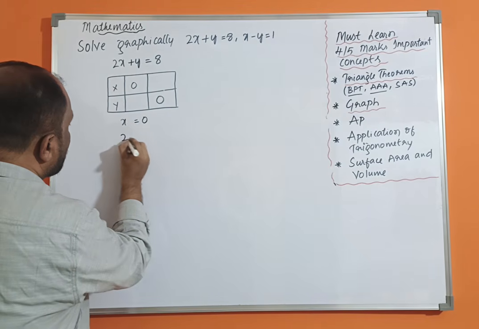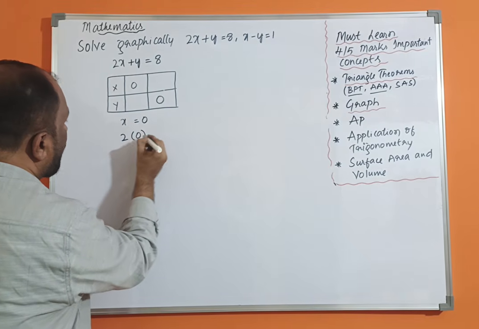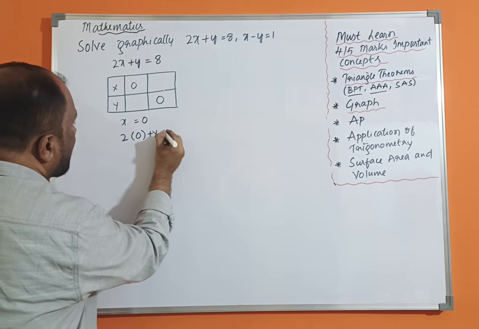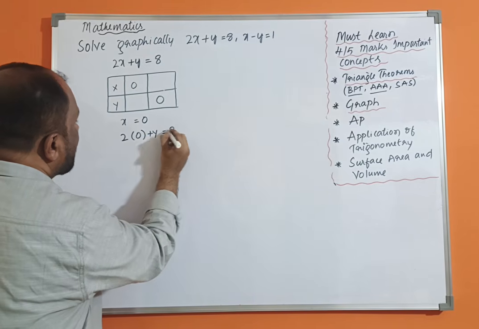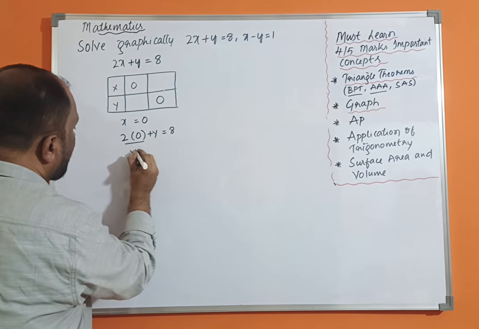Then what is the equation? 2 into x, which is 0, plus y is equal to 8. 2 into 0 is 0.